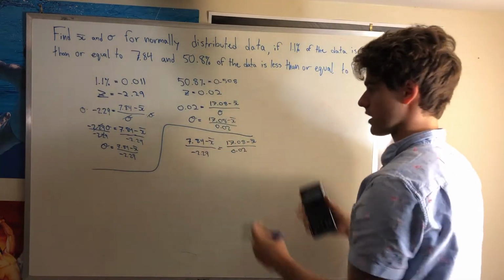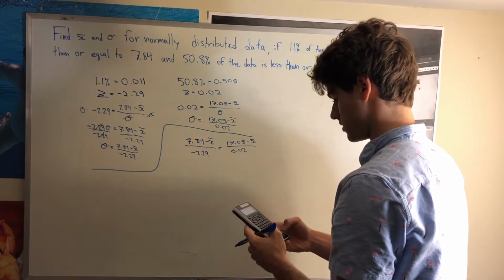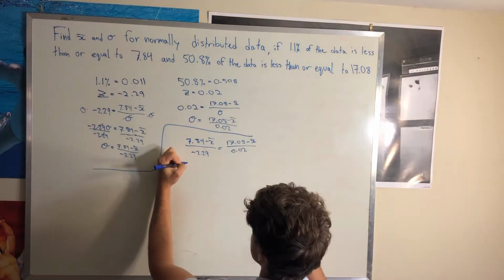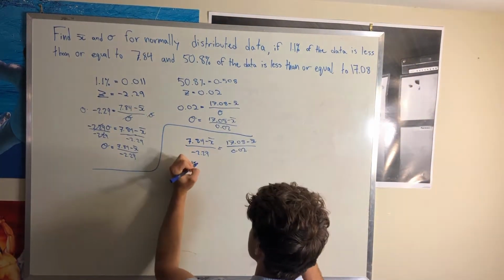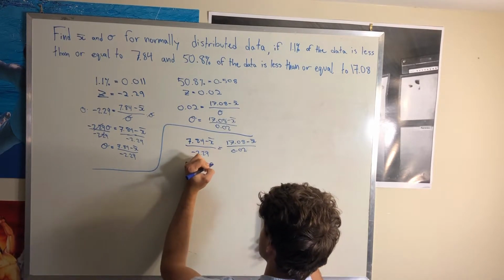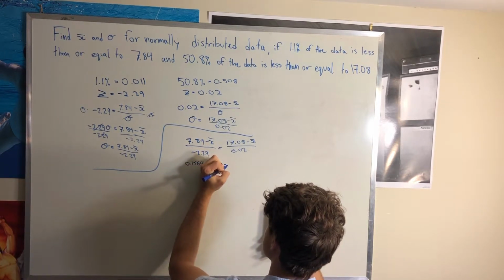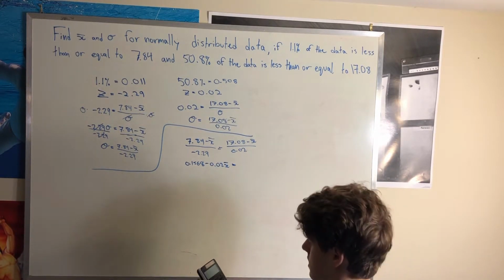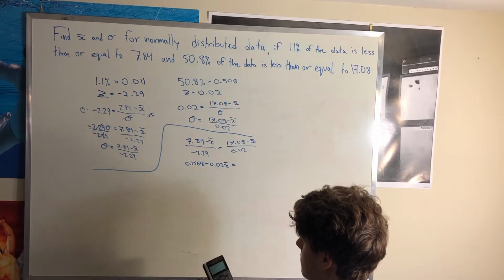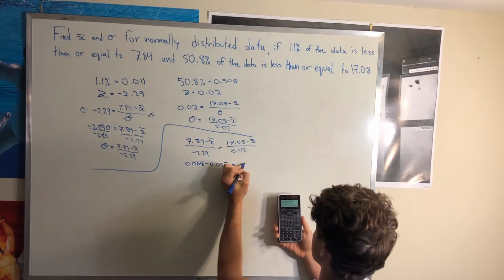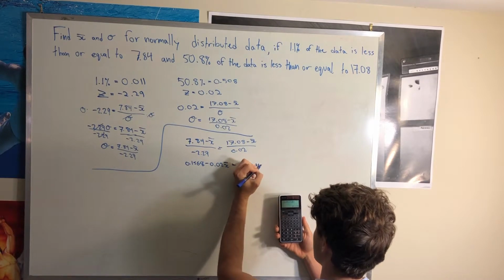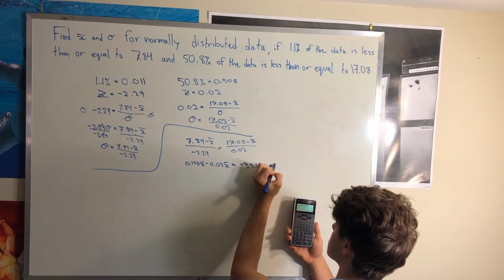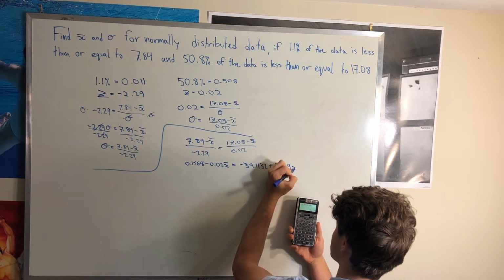Okay, now I'm going to cross multiply, so 0.02 times 7.84. That is 0.1568 minus 0.02 x bar equals negative 2.29 times 17.08, negative 39.1132 plus, because negative times negative, plus 2.29 x bar.